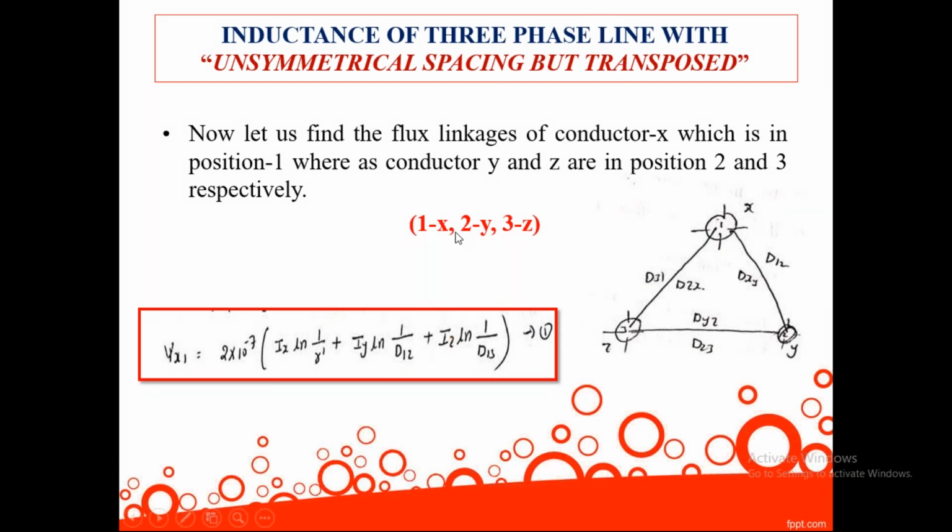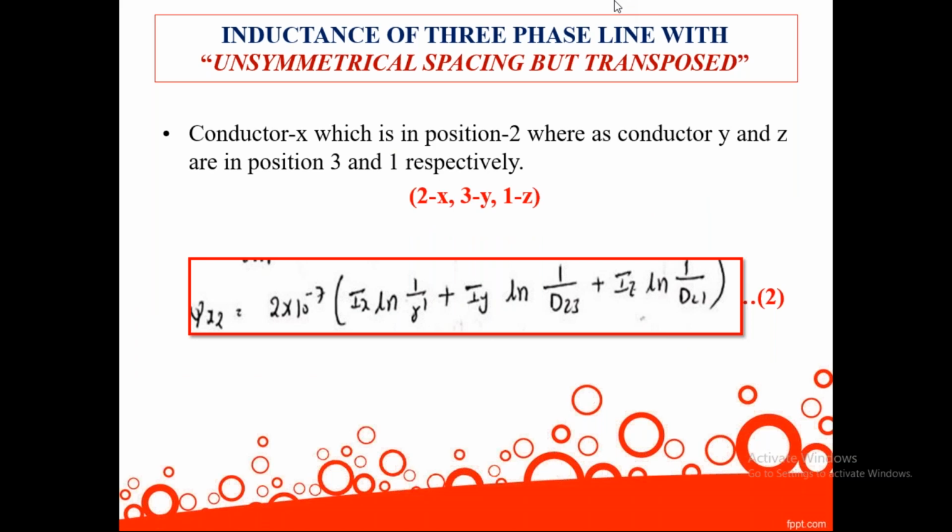Now after the first interval, it comes to the second interval. At this interval, the conductors X, Y, Z will be transposed in their positions. So we can write the equation. See here, in the first case X is in position 1, but in the second case it transposes to position 2. Y is in the second position and transposes to 3, and Z goes from 3 to 1. In this condition, we can write the derivation. So this is the flux linkage of X when it is in position 2.